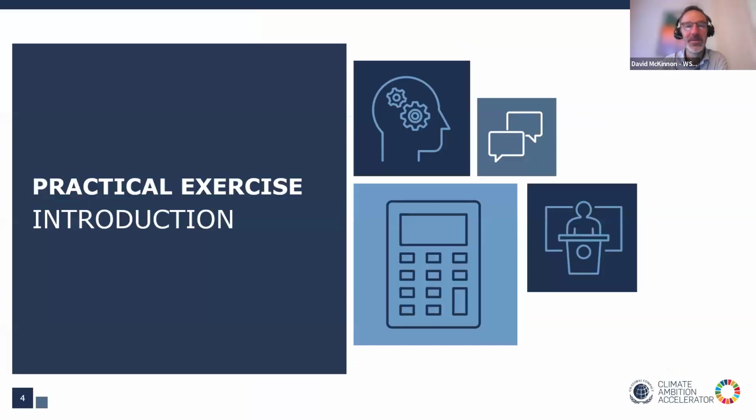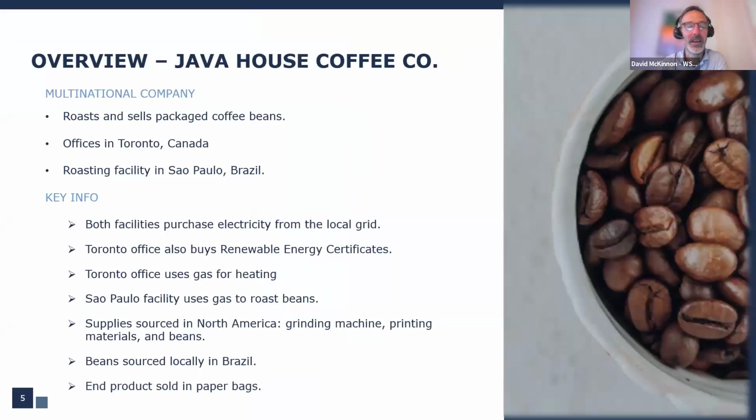So let's just jump into the practical exercise. The whole work is to be done on a fictional company called the Java House Coffee Company. It's a multinational. It roasts and sells packaged coffee beans. It has offices in Toronto, in Canada, and a roasting facility in São Paulo, in Brazil. That's the general frame for what we're looking at.